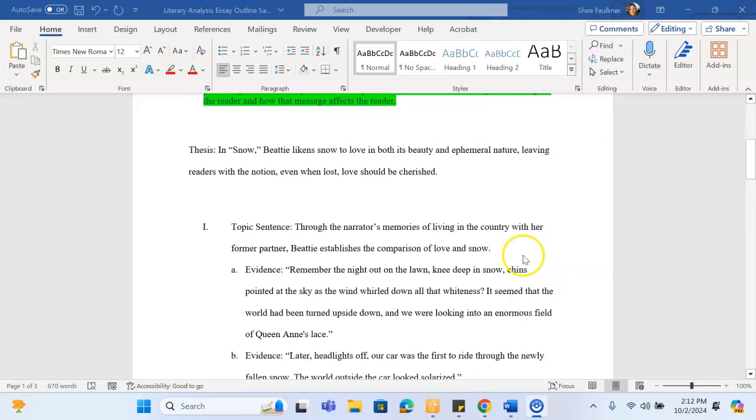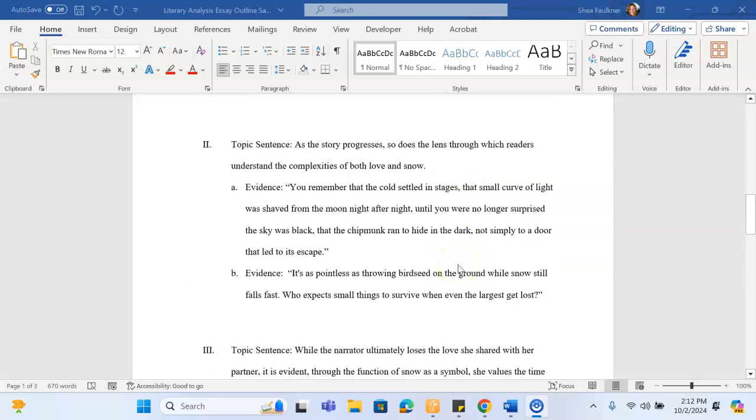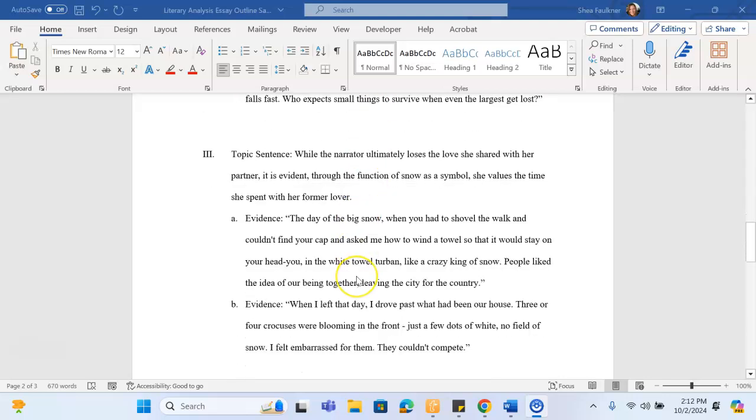If we go back up to my prompt, note that in my prompt, it very plainly states that we have to consider what the message is for the reader and how it impacts the reader, okay? For topic sentence 2, its paragraph, again, I have provided a couple of examples that I think are going to help me in my paragraphs when I go to actually write my essay.